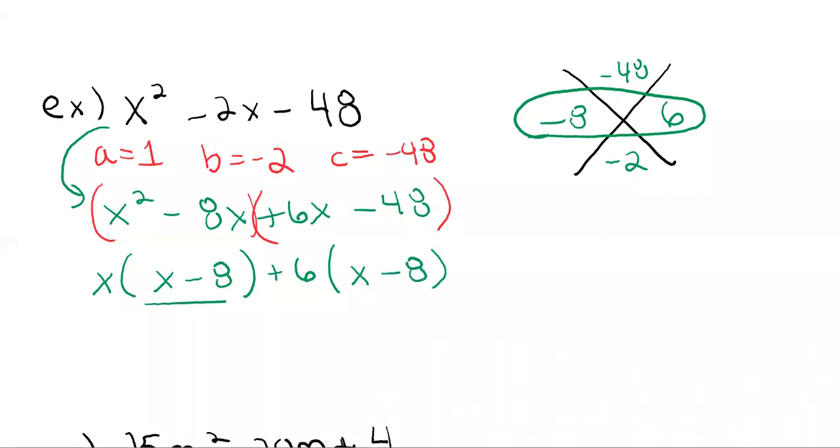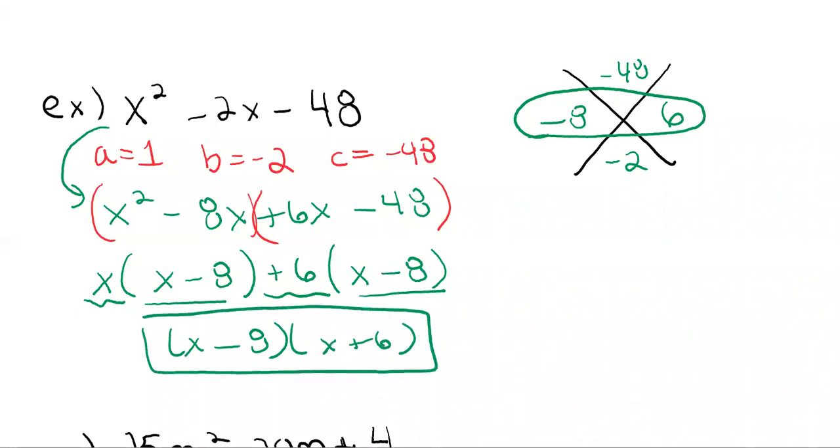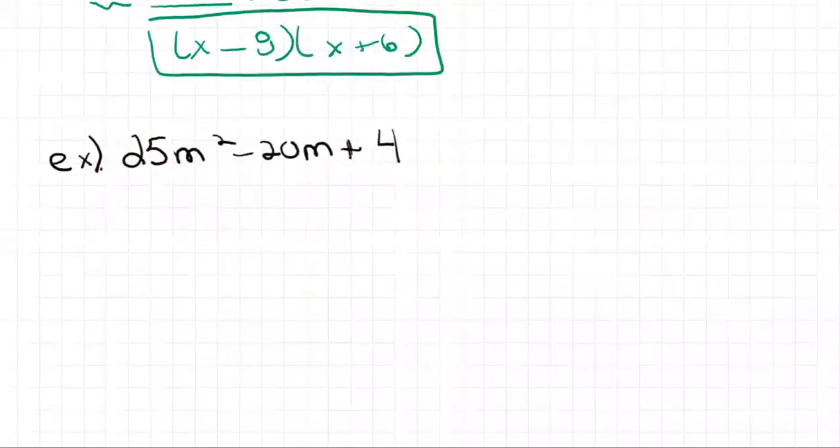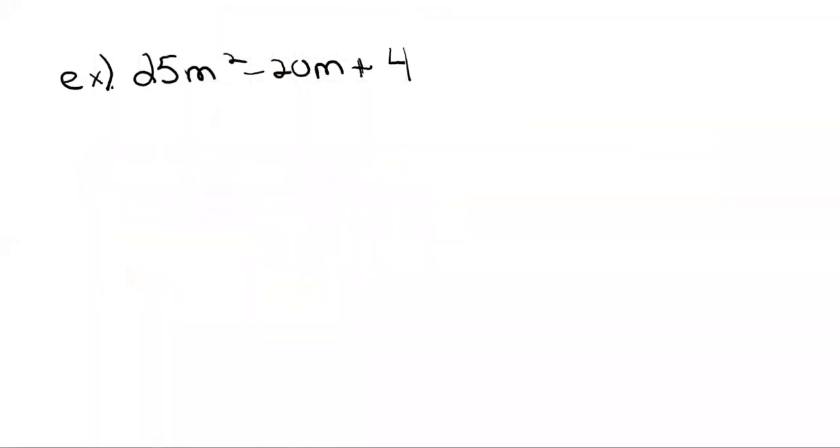So there's my blobs, x minus 8. And the numbers in front of the blobs, x and the plus 6, go in the other parenthesis. And there we go. All right, let's try this one. This one has a little bit bigger numbers.